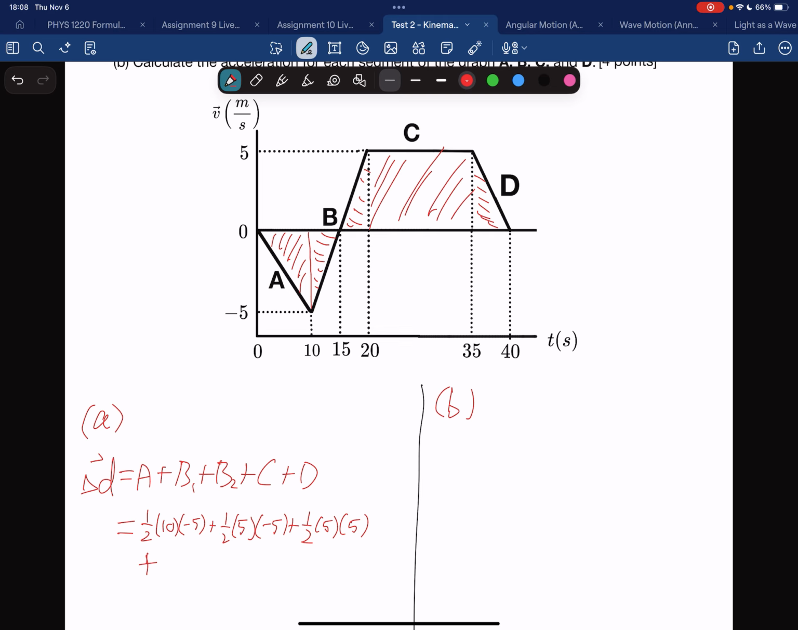So I'm going to start a second line, plus, now this is C, area of a rectangle, so it's just base times height. Our base is 15 times the height of 5.